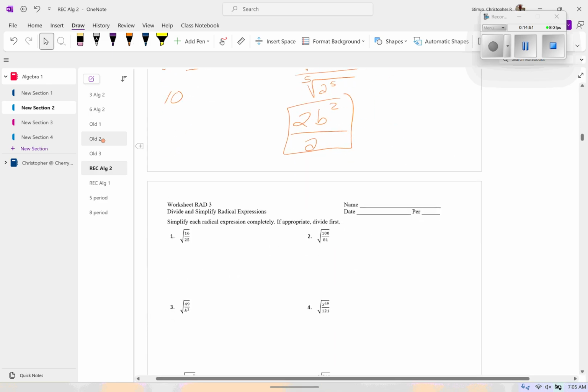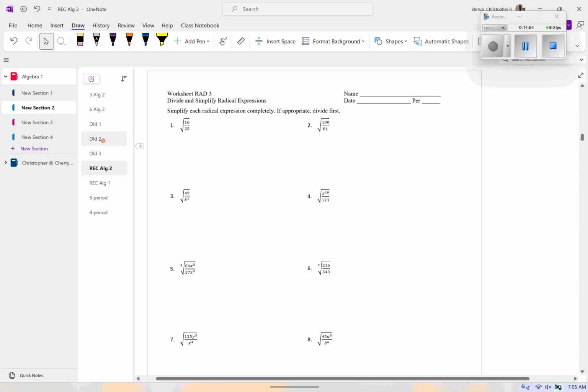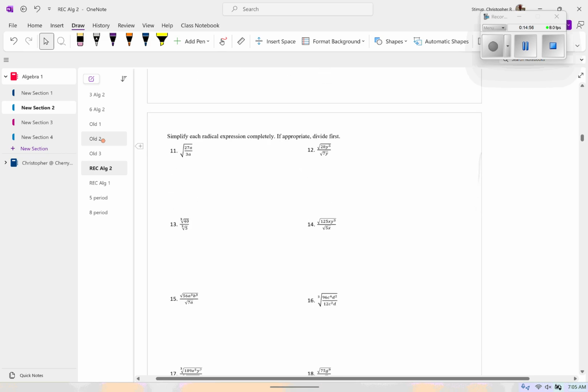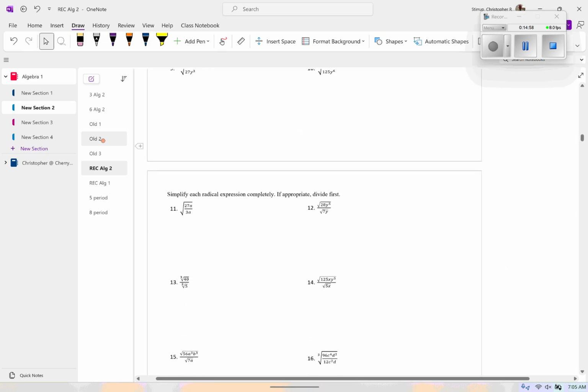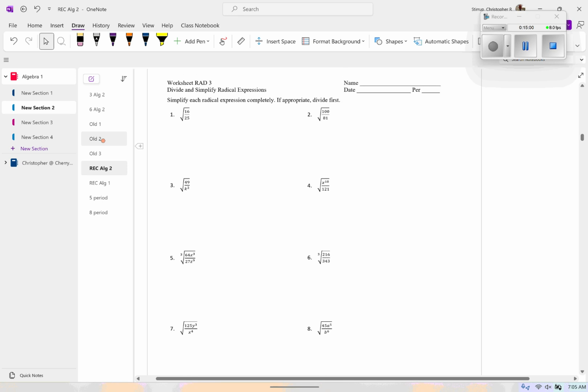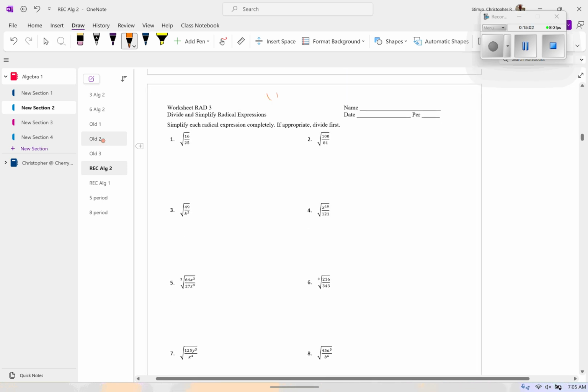And then take a look at the RAD 3 worksheet. Work on that, see how you do. Take your time on it. You might get stuck on some. That's okay. We're learning. Let's take a look at this. Okay, do that whole worksheet.